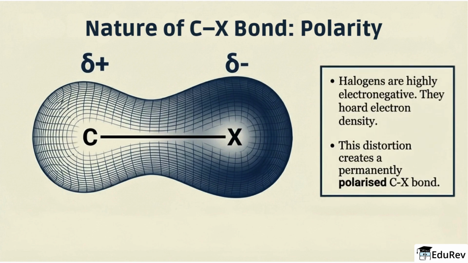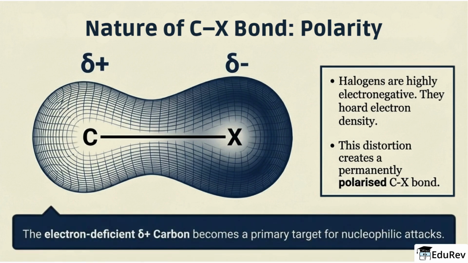The moment a halogen attaches to carbon, the bond stops being neutral. Halogens are highly electronegative. They pull electron density toward themselves. So carbon becomes partially positive and the halogen becomes partially negative. That makes the bond polar. And that polarity is not just a property, it explains reactivity. The carbon becomes the target for nucleophiles. If you remember one thing here, the C–X bond creates a reactive site.